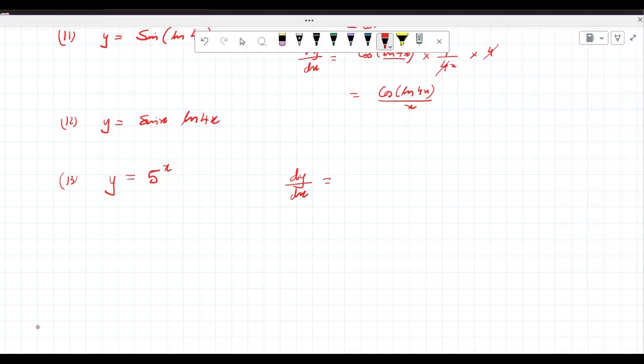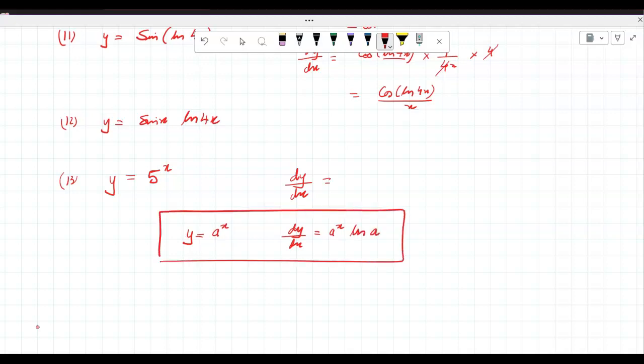Is it there in your formula sheet? What is the derivative of a raised to x? It is a raised to x ln a. Please write it down. Now, this is not there in your formula sheet. You have to remember this. So the derivative of 5 raised to x is 5 raised to x ln 5.